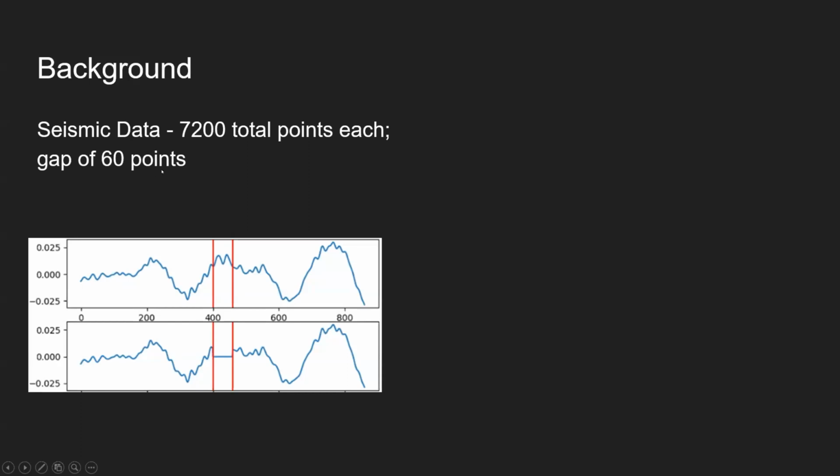Now coming to the background of it, I will be skimming through it because we have already discussed this previously, that the data that we have consists of 7,200 total data points. And we plotted a part of it, which looks like this, and a gap of 60 points, which is the second part over here.